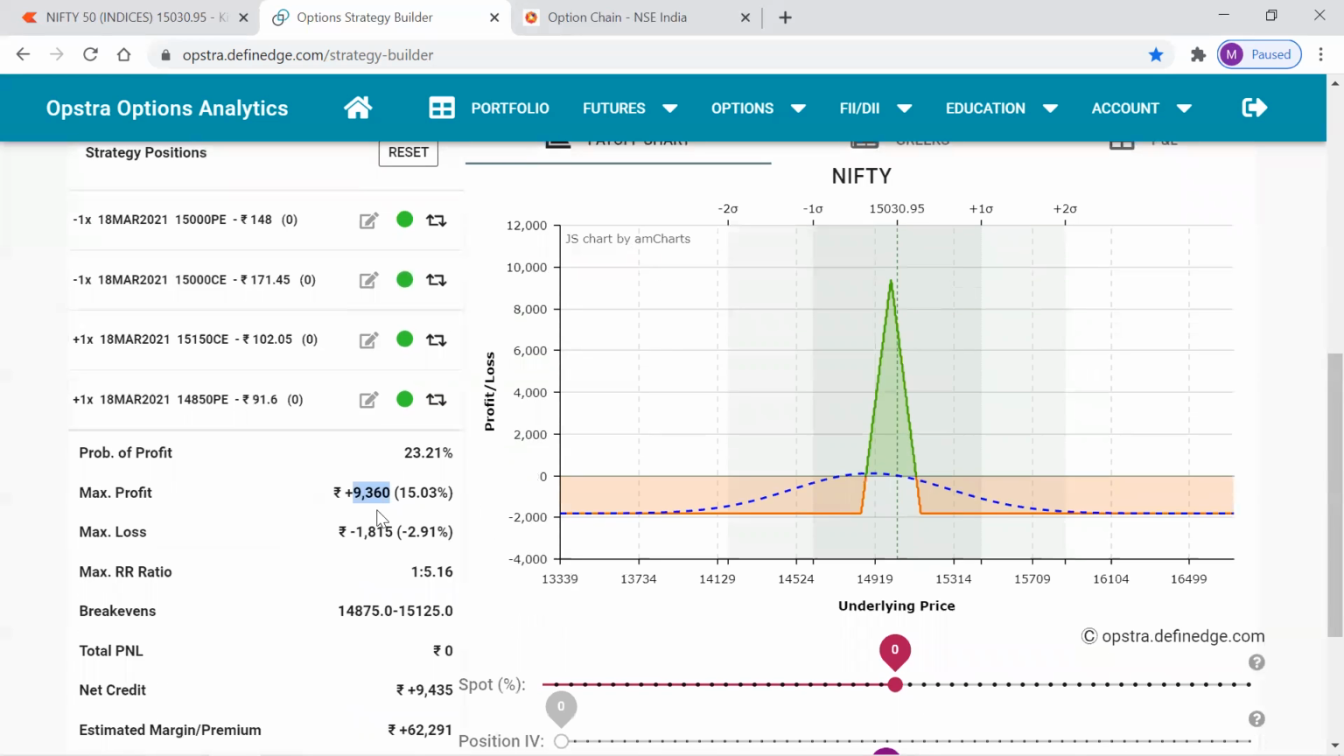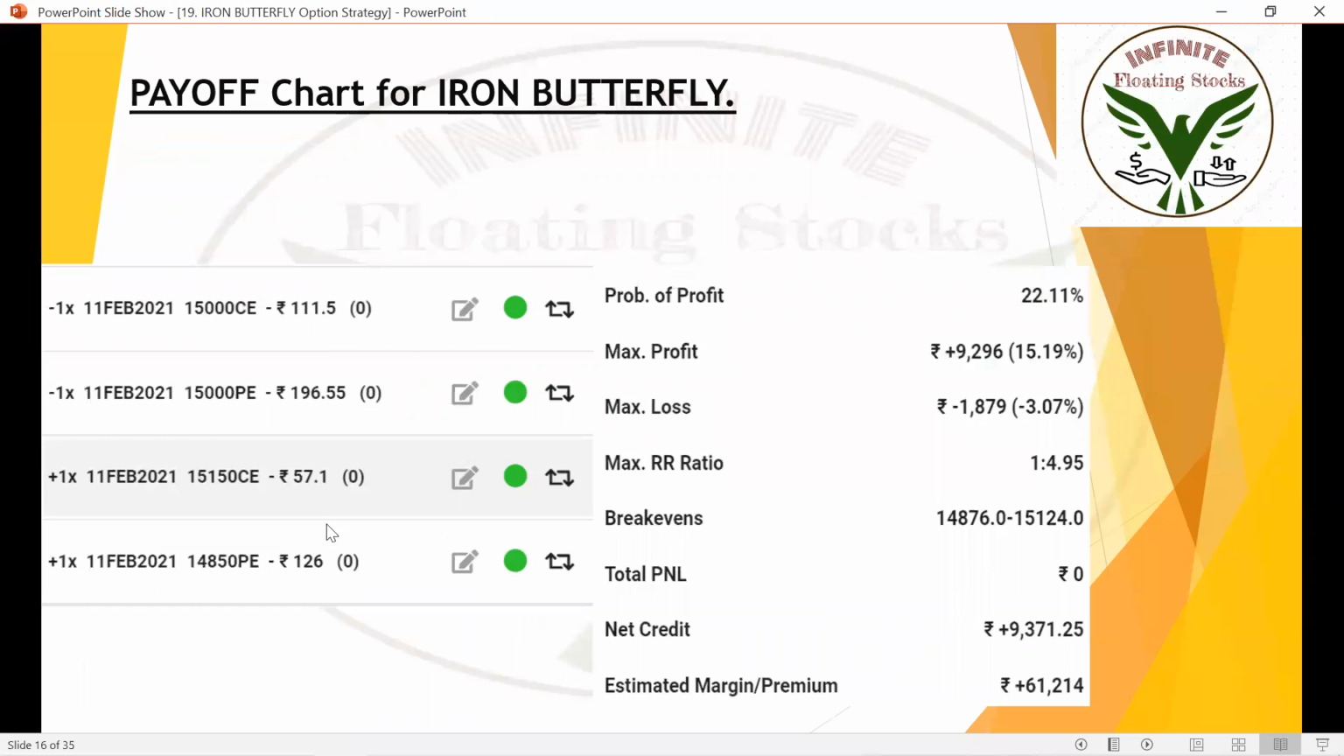So if you come closer, your range will be very small and there is a high probability that you will be in loss only, but which is very less. So always try to broaden. Always try to have a great width here, a broad range, not a small range. For that, instead of selecting 15,150, select 15,300 and 14,700 here for hedging.